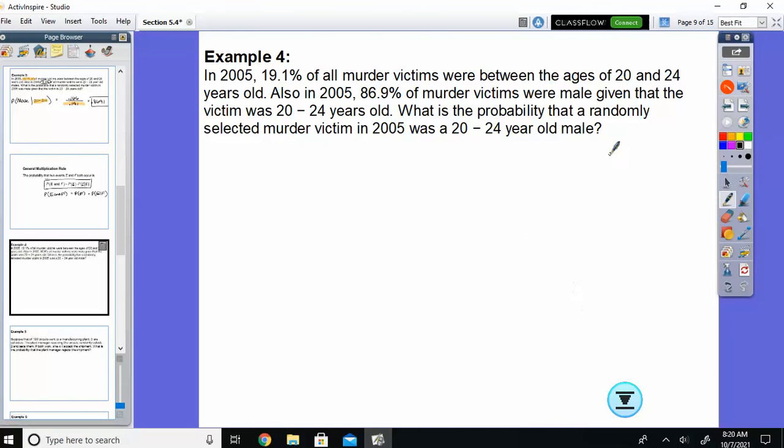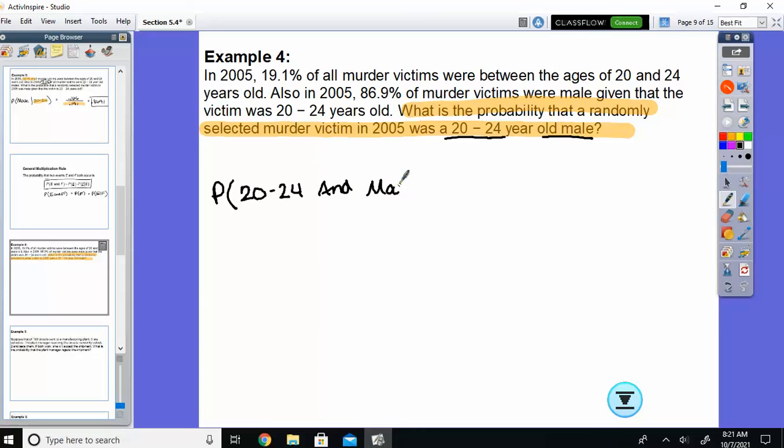So, same problem as last time, but I'm asking a different question. Last time we knew the victim was 20 to 24, and from that we had to figure out the chance that they were a male. This time I'm just asking, what is the probability that we have a 20 to 24-year-old male? So the probability of 20 to 24 and male. Okay, and means multiply, so I know I'm going to be multiplying two things.